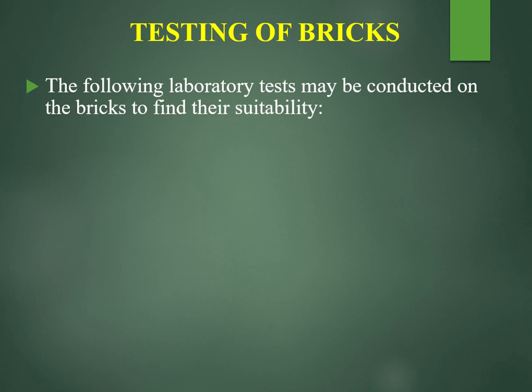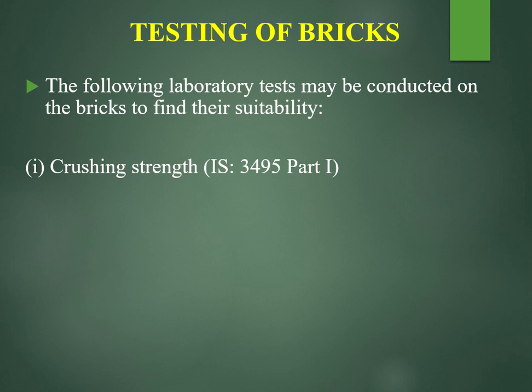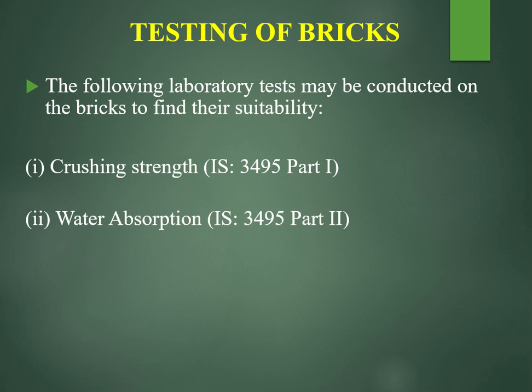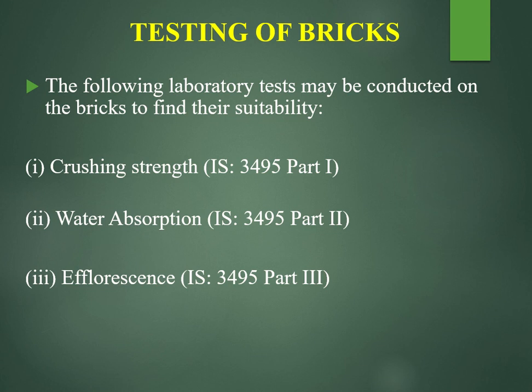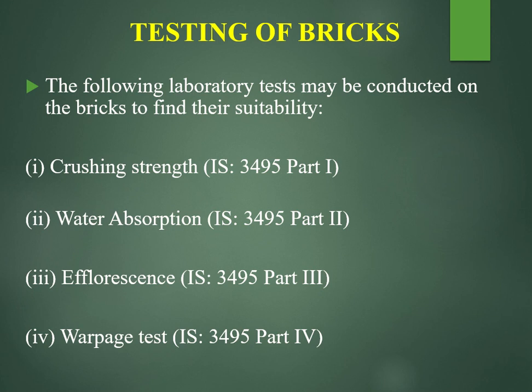Generally, laboratory tests on brick are of the following types. We have the crushing strength test, which is covered in IS code 3495 part 1. Next we have the water absorption test, which is part 2. Next, the efflorescence test, part 3. And next, the warpage test, part 4. So let's get into detail of how to perform each test and what the limits should be for the outputs coming from these tests for a brick to be called a good brick.